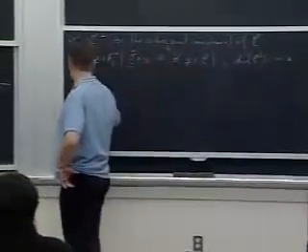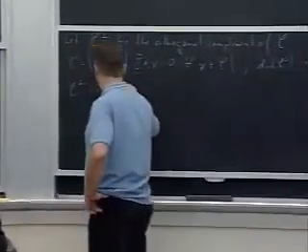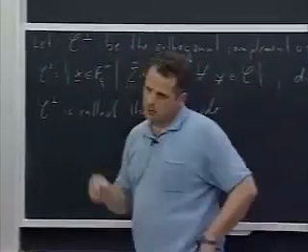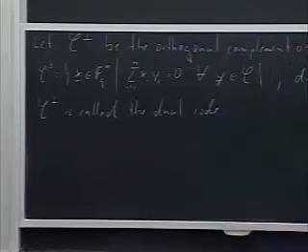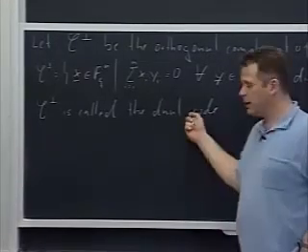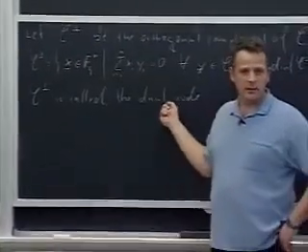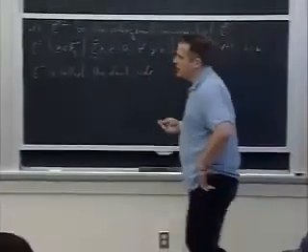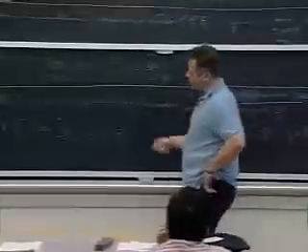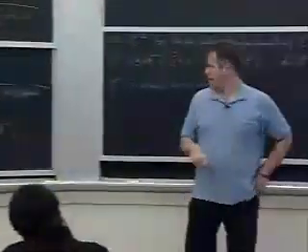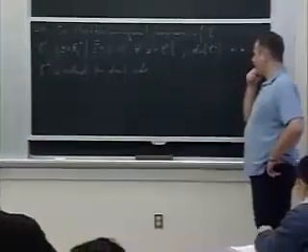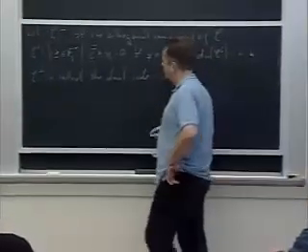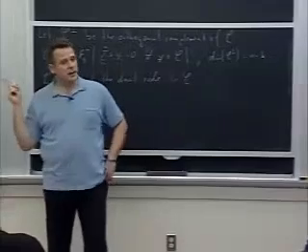C is called the dual code for obvious reasons. In particular, it's a code. It's a linear space, a subspace of Fq^n again. It's a code, so it's just as nice a code as C at this point in time, at least. So it's called the dual code to C. If it is a code, it has a generator matrix.